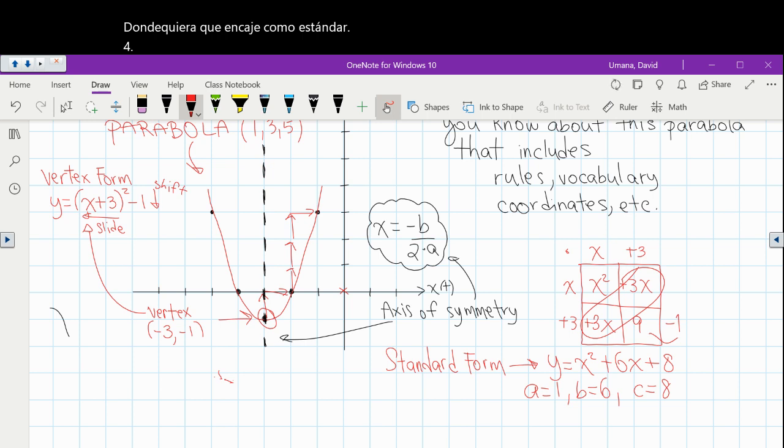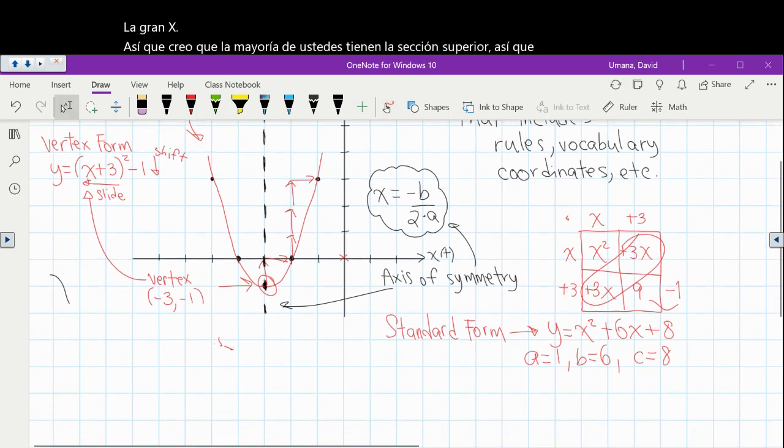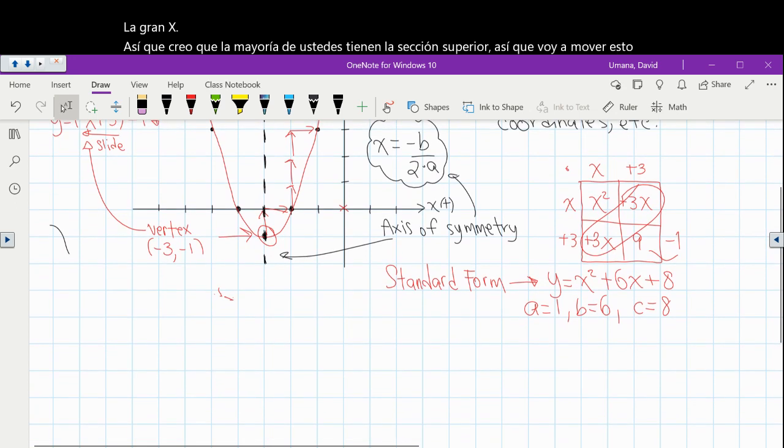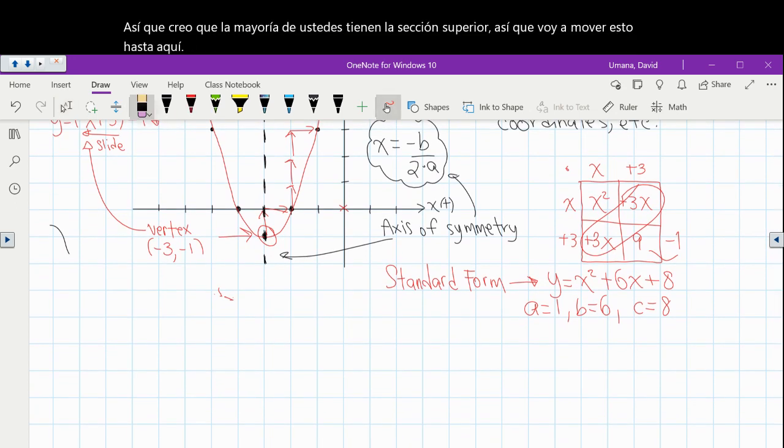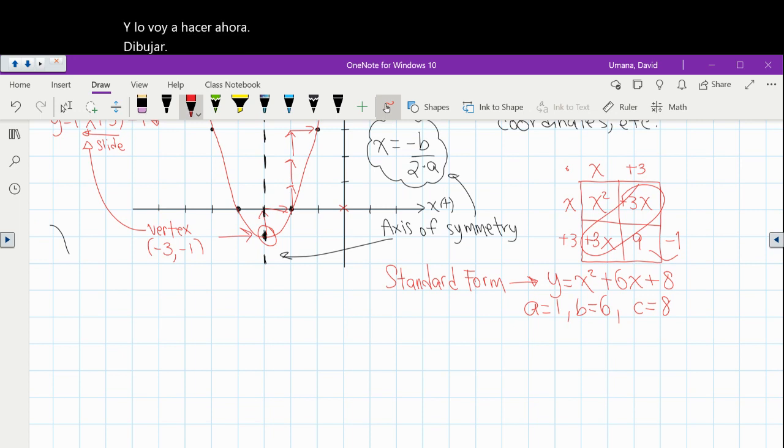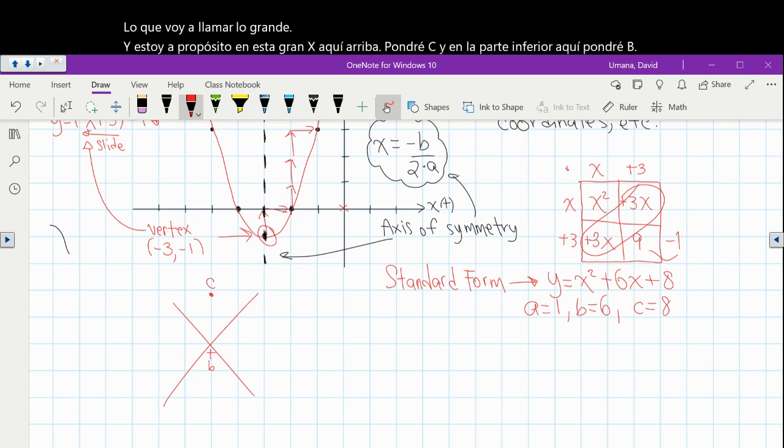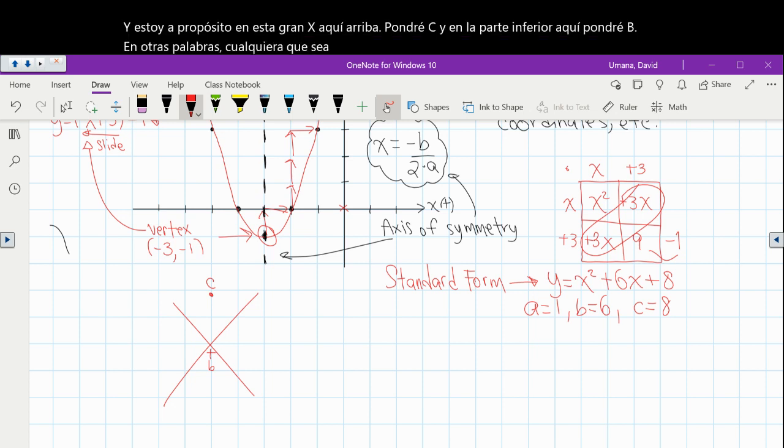What else? What else do I know here? The big X. Okay. So I believe most of you have the top section. So I'm going to move this up about this far. And I am going to now draw what I'm going to call the big X. And on purpose, on this big X up here, I'll put C. And in the bottom here, I'll put B. In other words, whatever A, B, and C are, I can kind of get it from there.